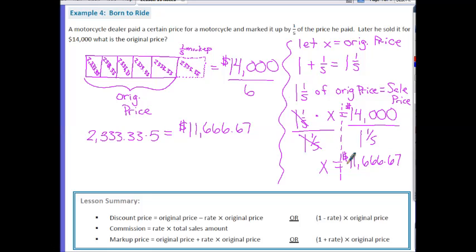In this lesson, you have learned that discount price is equal to the original price minus the rate times the original price, or 1 minus the rate times the original price. Commission is rate times the total sales amount, and markup price is the original price plus the rate times the original price, or 1 plus the rate times the original price.